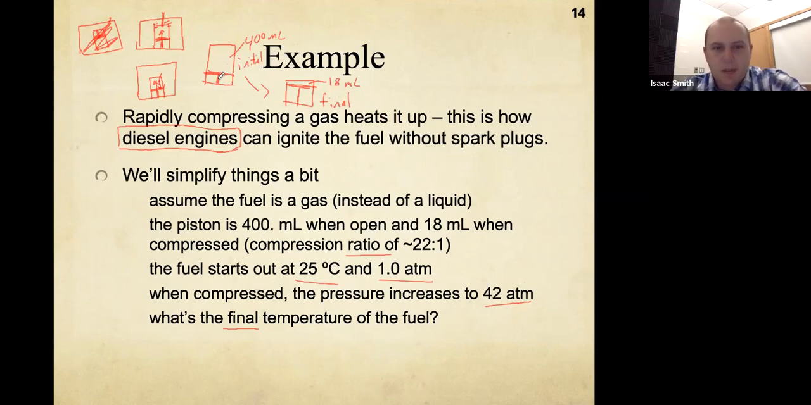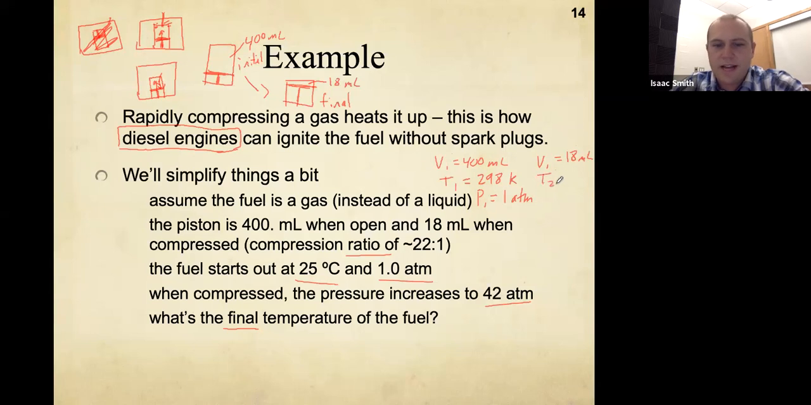Okay, so at the bottom of the cylinder, our volume is going to be 400 milliliters. Our initial temperature, this fuel starts out at 25 degrees Celsius. That's 298 Kelvin. And it starts out with a pressure of 1 atmosphere. When compressed, the pressure increases to 42 atmospheres, okay? And also when compressed, the final volume is going to be 18 milliliters.